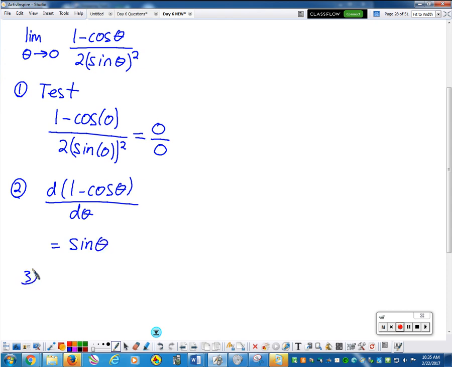Step number 3, take the derivative of the denominator. 2 sine of theta, squared.